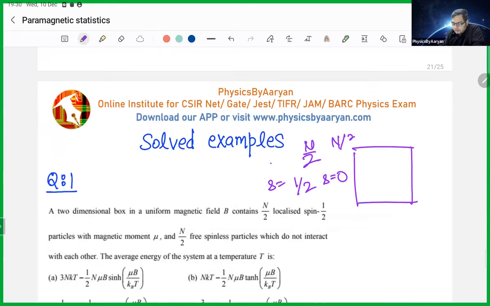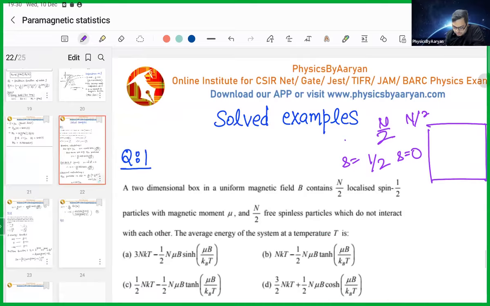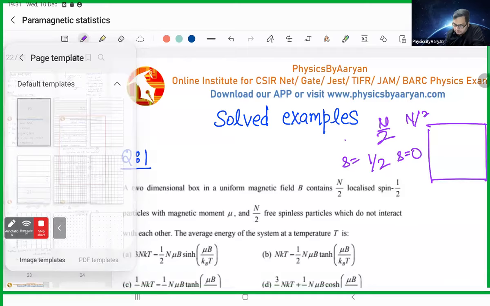Okay. What is the average energy? So for average energy, first of all I need the partition function. So let's write the partition function. So how do you write the partition function? So this is Z.